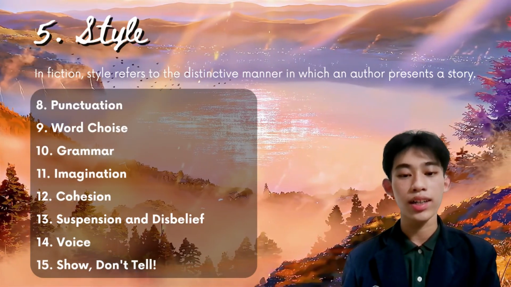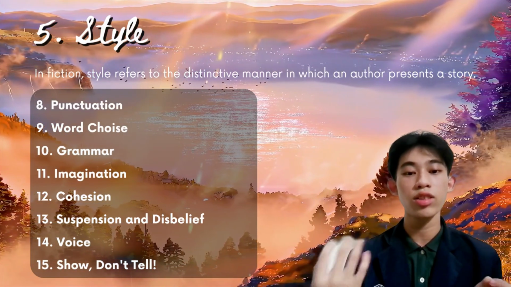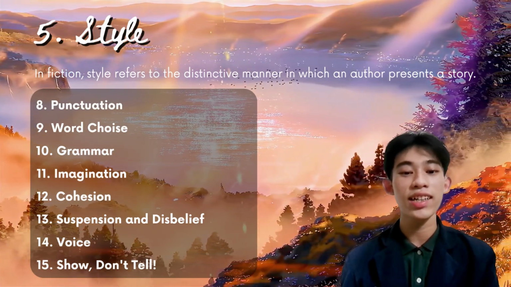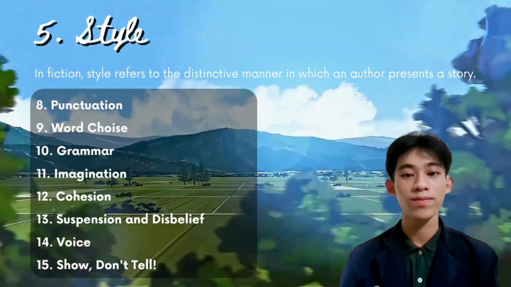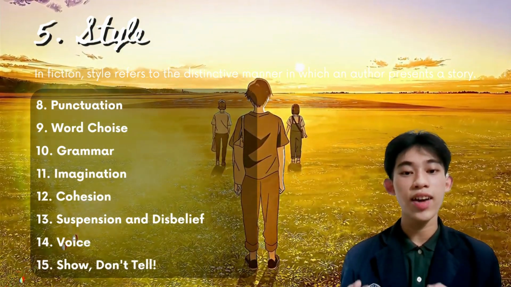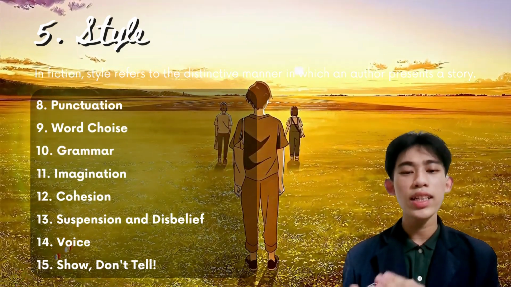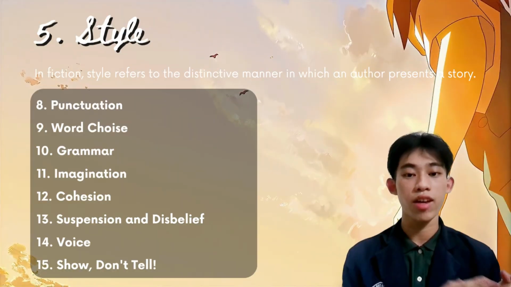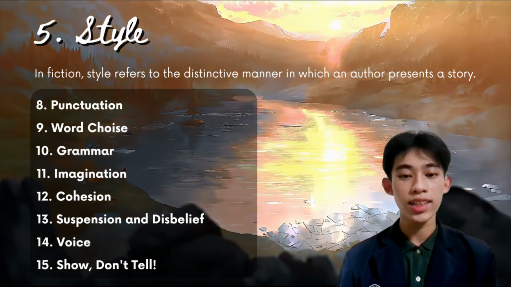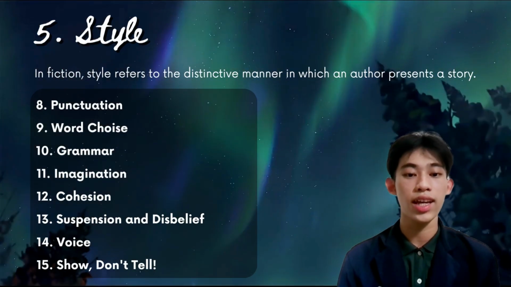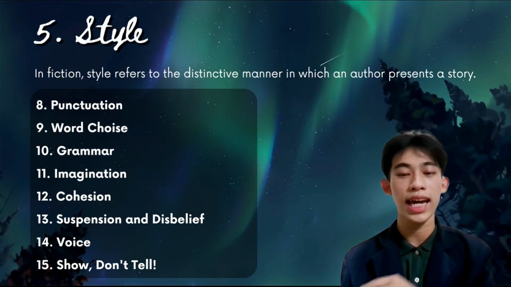And then next, grammar. It is the set of rules for making sentences. Good grammar keeps the story clear and easy to follow. And then, imagination. This is the writer's creative power, the ability to picture new ideas, words, or feelings even without seeing them. And then cohesion. It means all the parts of the writing fit together smoothly, so the story flows and makes sense.